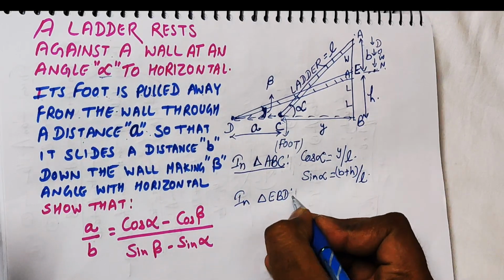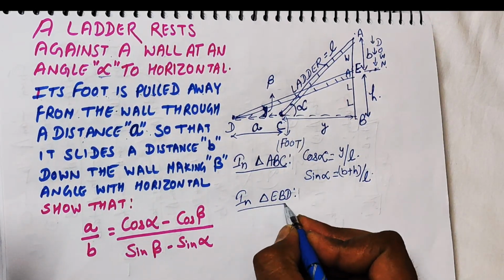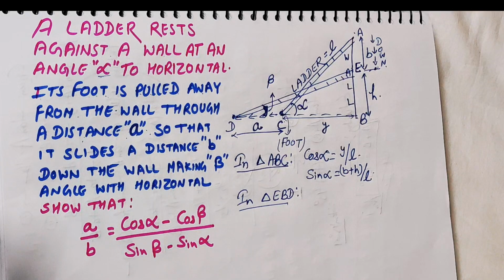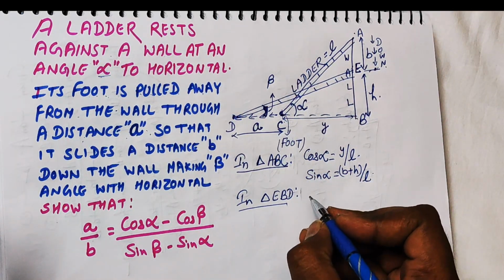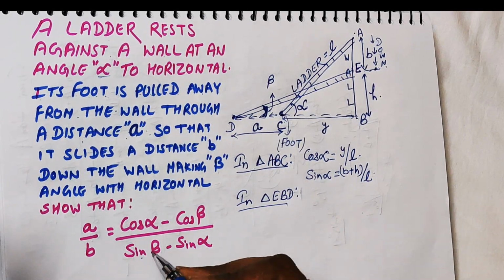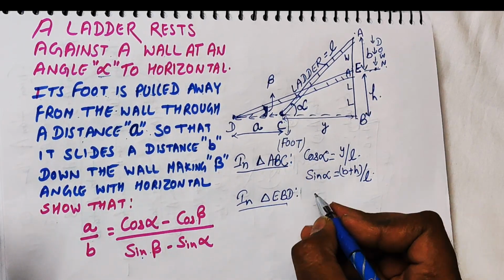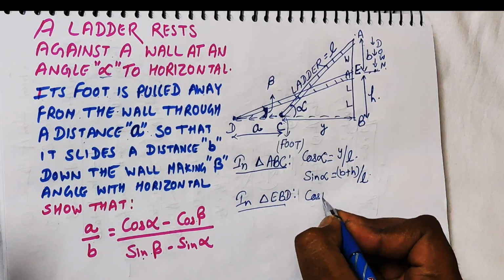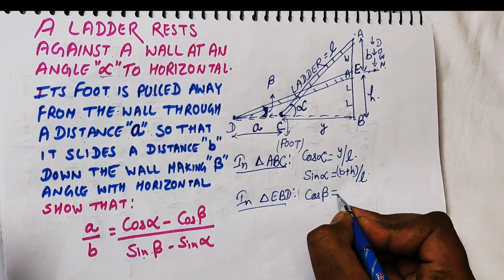And in triangle EBD, what is that triangle? That is formed after the ladder slides, right? In triangle EBD you can see cos beta, sin beta. So that value we need to take. So cos beta, what will be the value of cos beta?